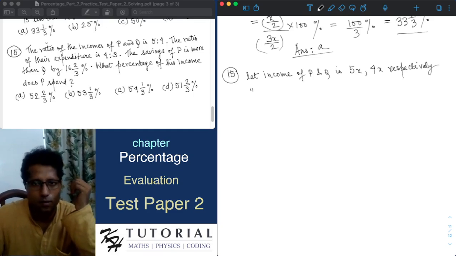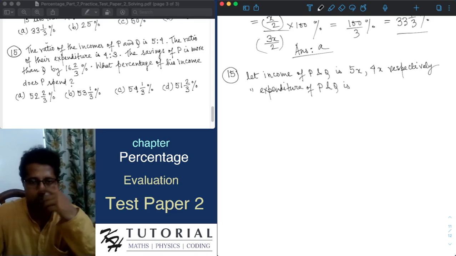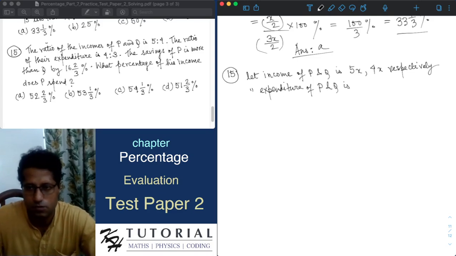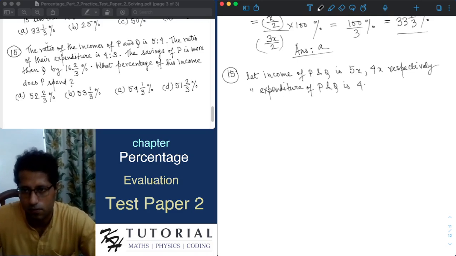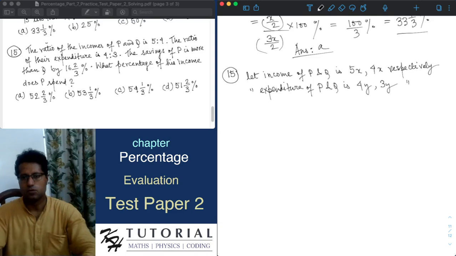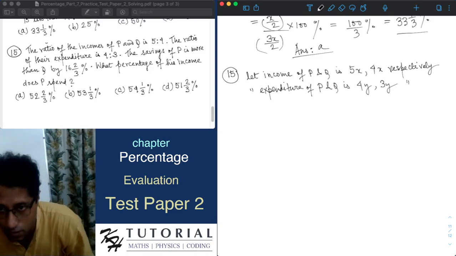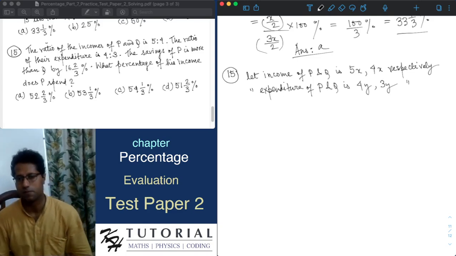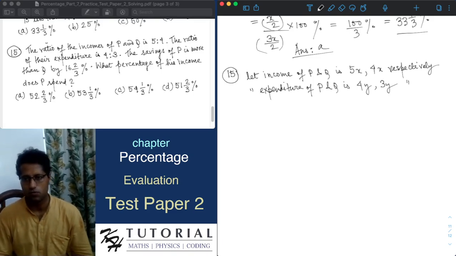Similarly, it is given the ratio of the expenditure. So let expenditure of P and Q be based on the ratio 4:3. We will use another variable, say 4y and 3y respectively. So the income of P is 5x, the income of Q is 4x, the expenditure of P is 4y, and the expenditure of Q is 3y.